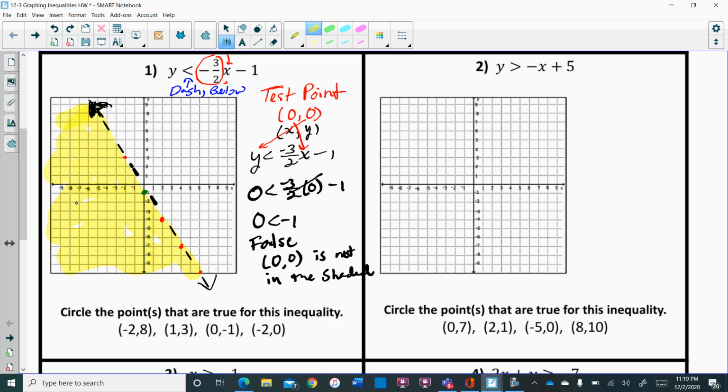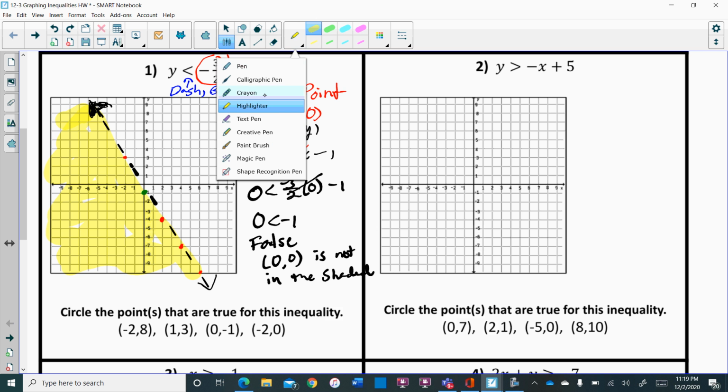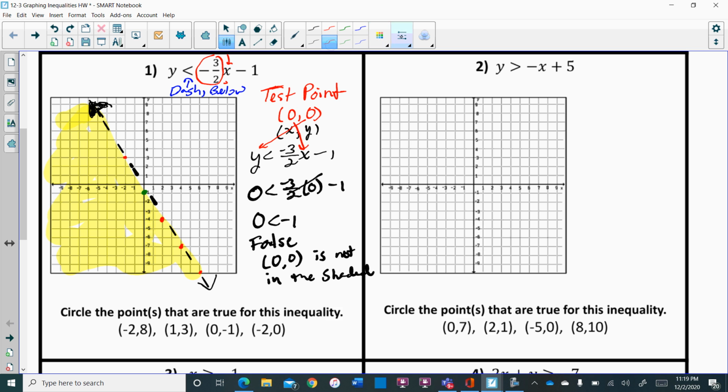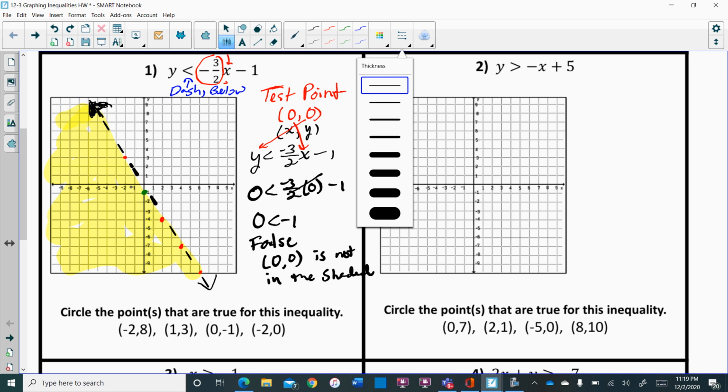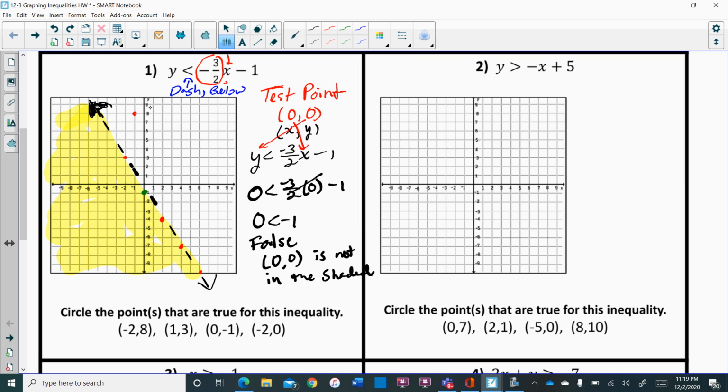Right off the bat, I don't think it's asking us to check here. So all we're going to do is check each point, which is exactly how we did it on our notes yesterday. So we have negative 2, 8. Negative 2, 8 is here. That's not in the shaded region. They want us to circle the points that are true, so this one doesn't work. 1, 3 obviously doesn't work. 0, negative 1 is actually a no as well because it's on the dotted line, this dash line, and that's not part of the solution.